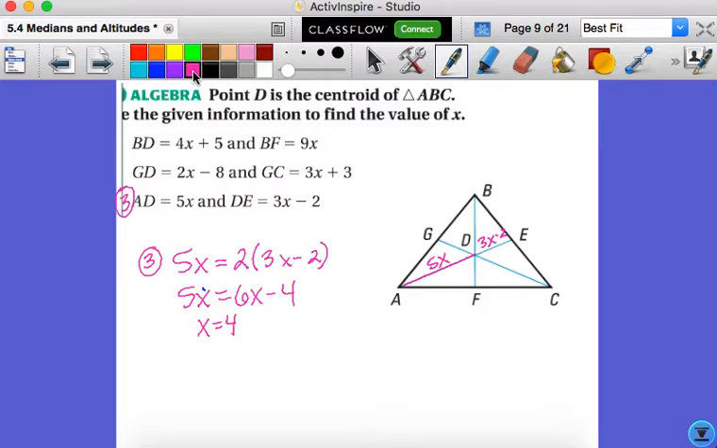All of these are different types of questions that you could see using the median and the centroid. So think about that. The centroid is the one with the weird rule. It's got one part that's double the size of the other part.